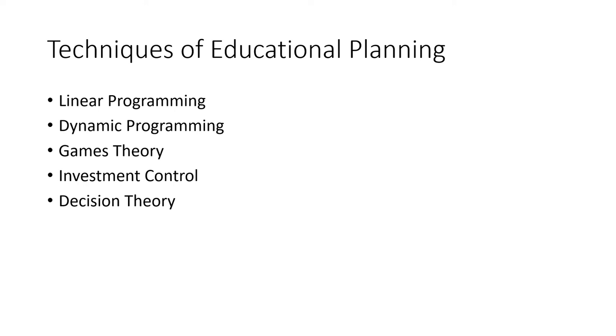Decision theory covers three categories of decision making under uncertain future conditions. These three conditions are: one, decision making under condition of certainty; two, decision making under condition of risk; three, decision making under condition of uncertainty.